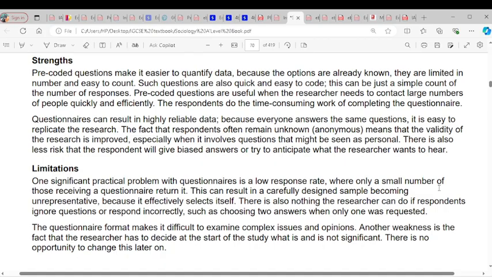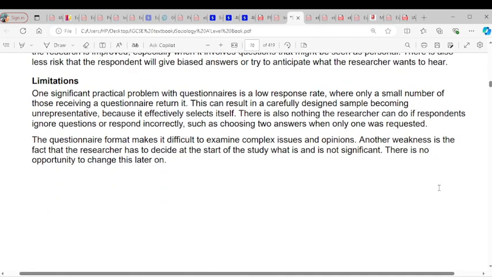Yes. Then we'll go to the limitations of questionnaires. One significant practical problem with questionnaires is a low response rate, where only a small number of those receiving the questionnaire return it. So the first problem is that I might receive the questionnaire and just drop it somewhere. I won't return it. So not returning it is a problem because it reduces the number of responses you get as a researcher. But you need many responses. That's why you gave it out in the first place.